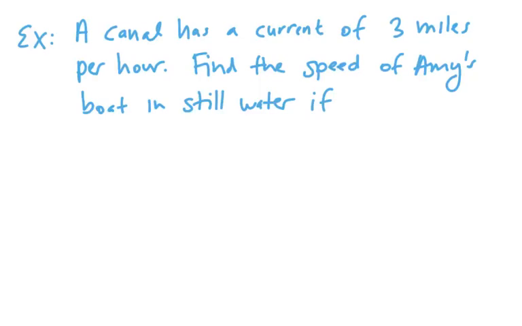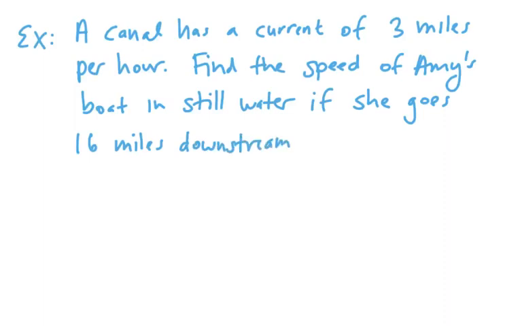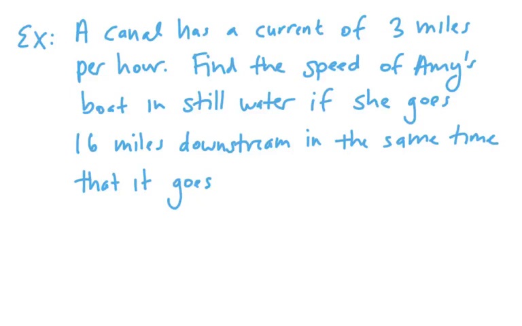If I know that she's able to go 16 miles downstream. So in the canal, she goes 16 miles with the current, right? Downstream would be understood to be with the current. In the same time that it would take her to go 12 miles upstream. So you can see that if I'm traveling against the current, I don't go as far, right? That kind of makes sense.